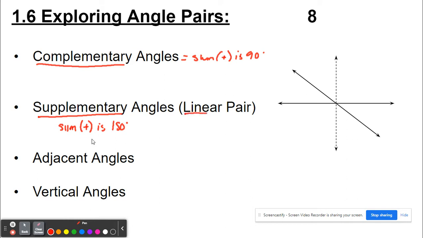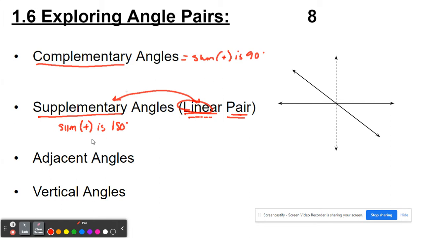The term linear pair is probably new. That is another term for supplementary. So these two are actually used interchangeably. They may say it's a linear pair, they may say it's supplementary. One way we can remember this really easily is linear means line, or has the term line in it. And so supplementary angles form a straight angle, looks like a line. So that's one way to remember it.